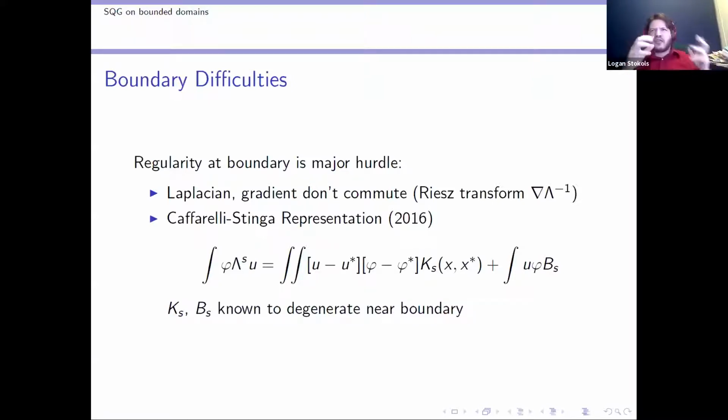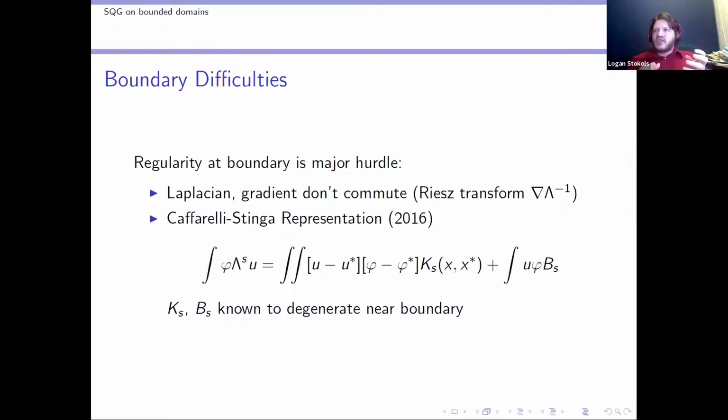Caccioppoli and Stinga in 2016 derived this representation of the fractional Dirichlet Laplacian as a singular integral operator. This is the standard form for a singular integral operator with a kernel, and they were able to derive the kernel, write it out in some explicit form, and compare it to the kernel for the regular fractional Laplacian in R2. What you get is that in the interior, these are comparable, bounded above and below up to a constant. But as you get to the boundary, the kernel vanishes and the singular integral operator disappears.